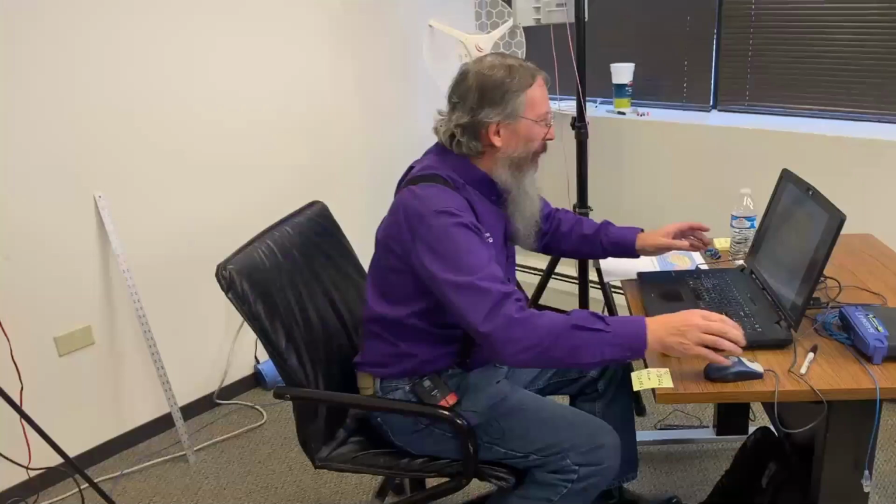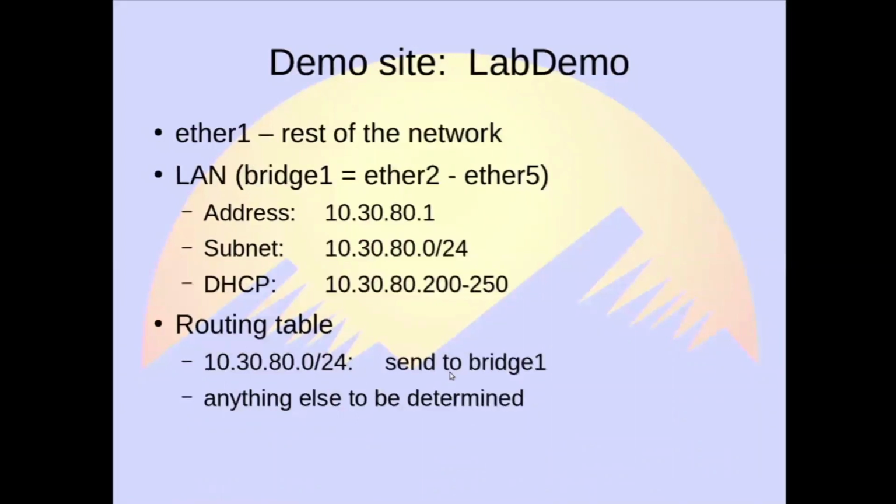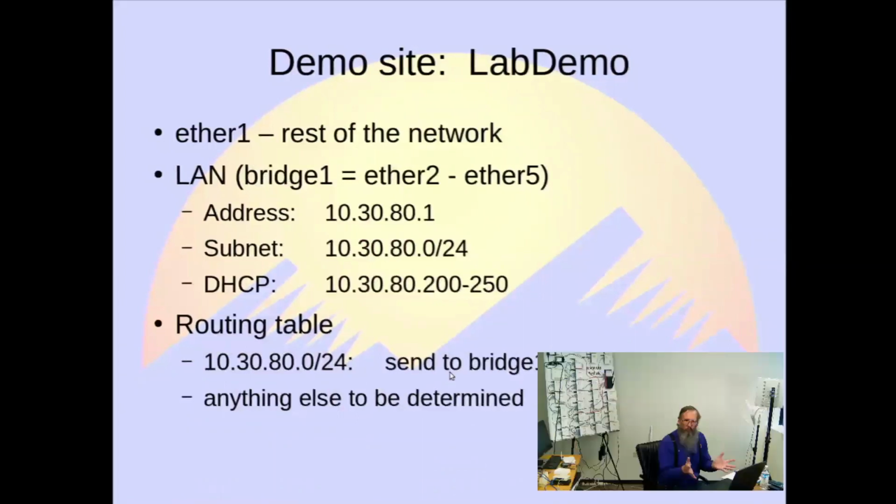So basically, if you show my screen, right now what I'm going to have is that 10.30.80.0/24 is going to be mapped to the bridge. Another name for the bridge is just my local area network or my LAN. Everything else, I'm still going to have to actually set.